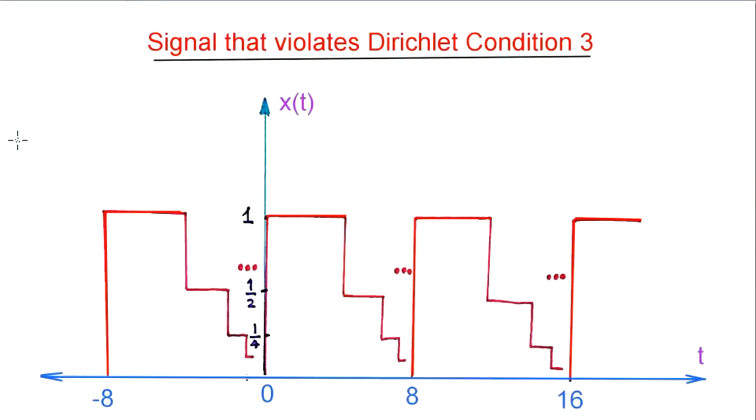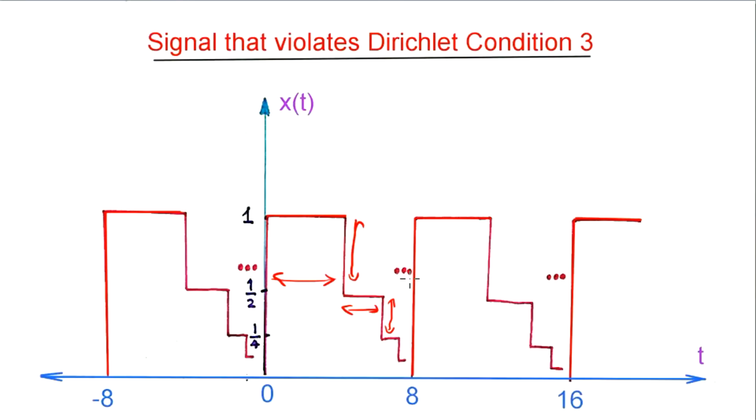Now the question is, is there any signal that violates Dirichlet condition 3? Here I have shown a signal which violates the Dirichlet condition 3. The speciality of the signal is that when half of the distance is moved, the value of the signal will be reduced by half. So again, when it moves to the other half, again the value of the signal will be reduced to half. So this will be continued.